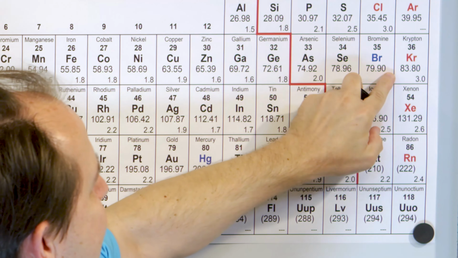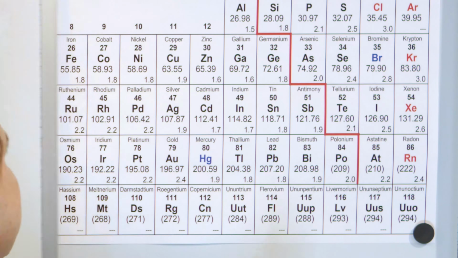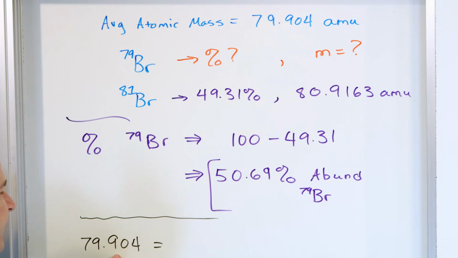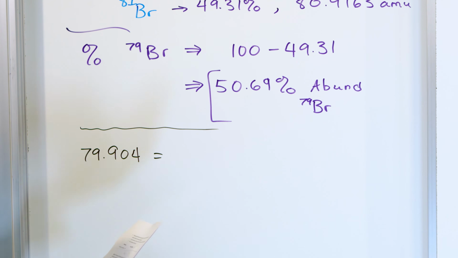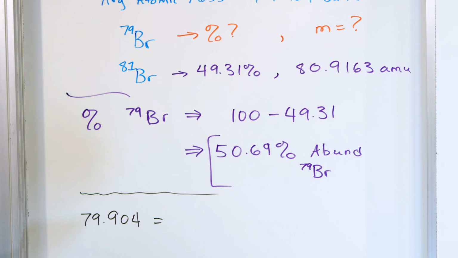79.90. We just don't have the extra decimal there. 79.90 is what's on the periodic table. This is the weighted average of all the isotopes for the average atomic mass. But this has to be the weighted average of the other isotopes.